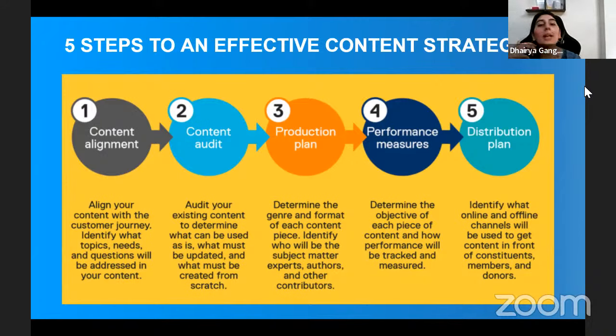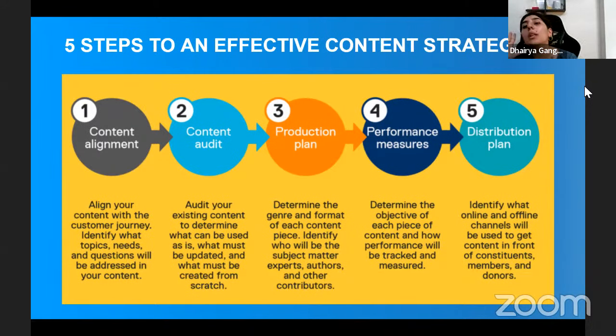Determine the genre, the domain, the niche, and the format of each piece of content that you want to put out. Identify who will be the people who will be viewing your content. Will they be thought leaders? Will they be subject matter experts, authors, students, working professionals? Identify your audience. Then determine the objective of each piece of content and how performance will be tracked.